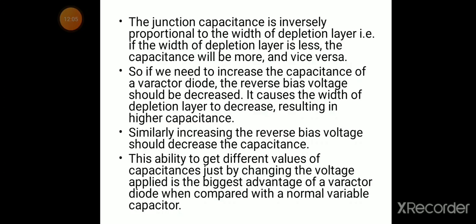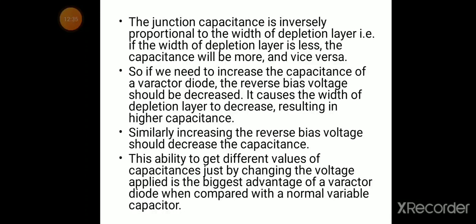The junction capacitance is inversely proportional to the width of the depletion layer. That is, if the width of the depletion layer is less, the capacitance will be more and vice versa.